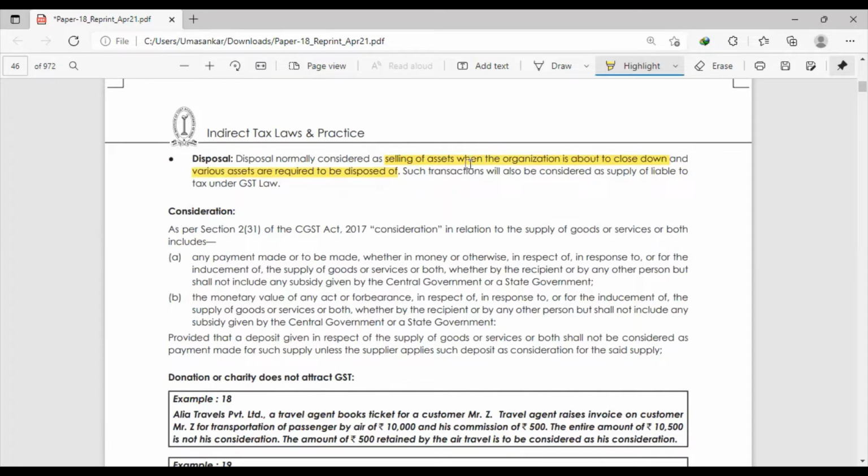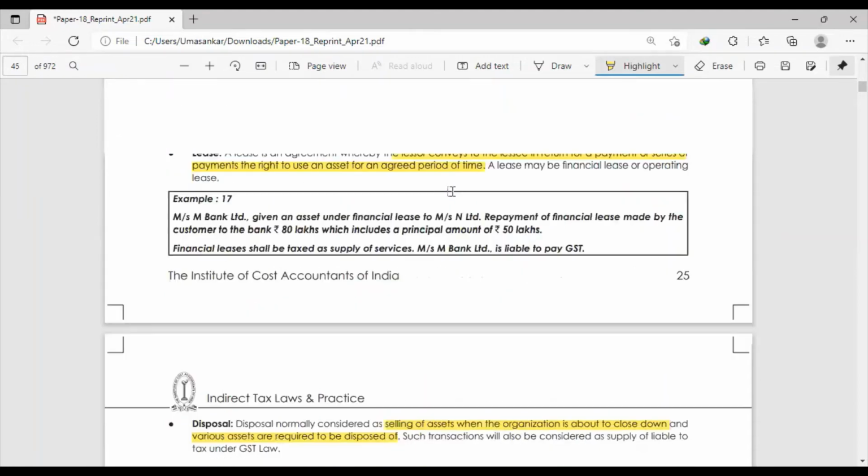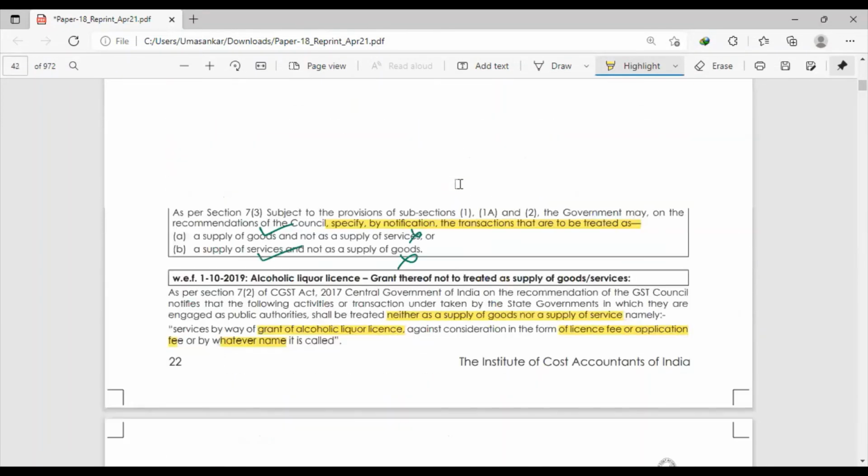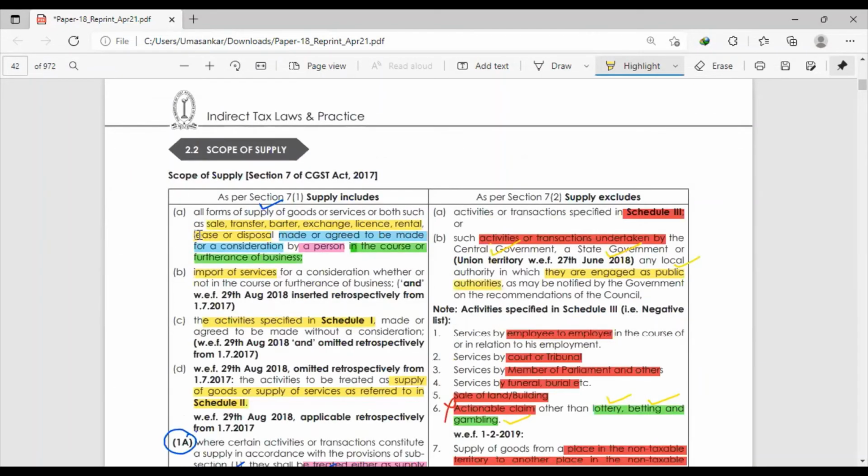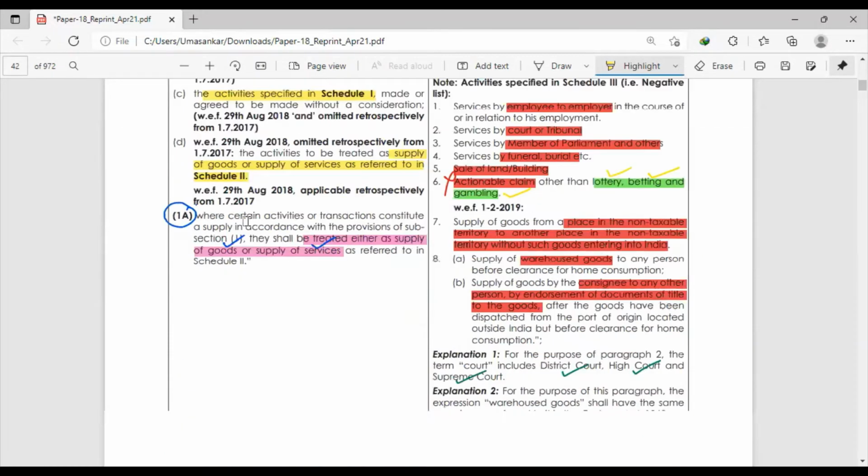Now, in our definition, the first point we have already studied and completed. Which point? This one: all forms of supply. Sale, transfer, barter, exchange, license, rental, lease, disposal. Okay, let's take a break. We'll continue after the break.